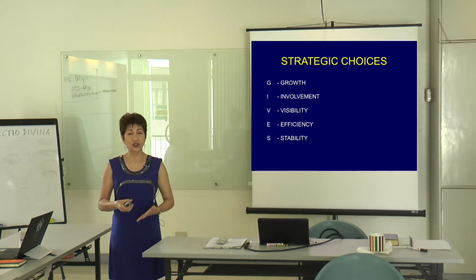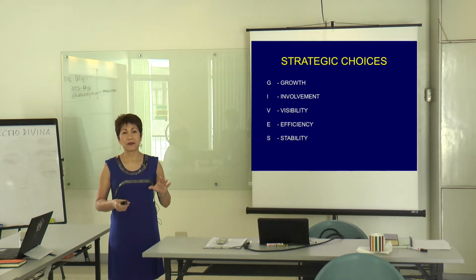Now, the third level, visibility, is for the more mature organization. Organizations like World Vision, Compassion, UNICEF, they're already very visible. People know what World Vision is. And if that is one of your goals, to be visible, then you have to start from your own community. And you grow until you are known in Metro Manila, you are known throughout the country, and maybe you're even known internationally. So visibility is one goal or strategic choice that you can choose.